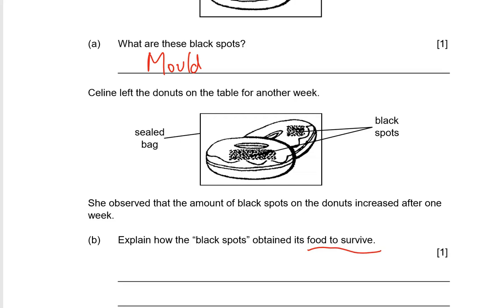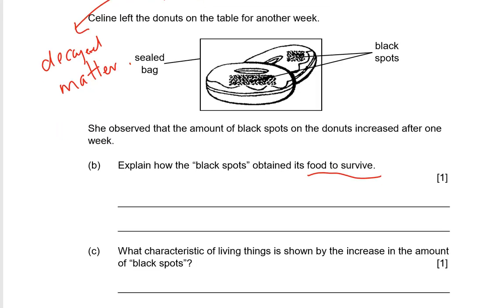Now in P3 you will have learned that mould, they feed on what we call as decayed materials or dead matter. Okay, so they feed on all those dead things around them. Now in this case, the mould, where are all the dead things and where are all the decayed materials? They are from the donuts. So where does it get its food from? They basically get its food from the donut.